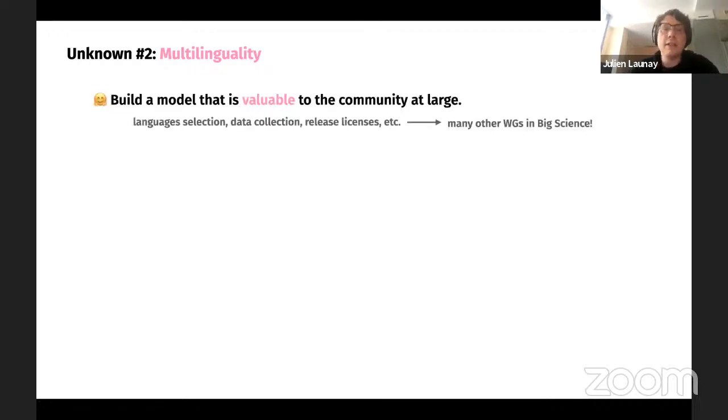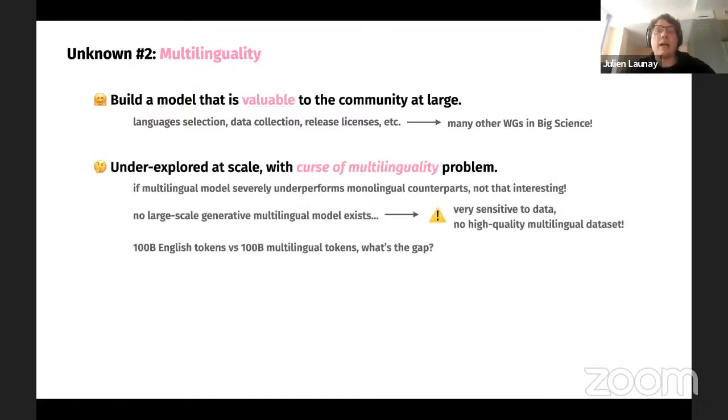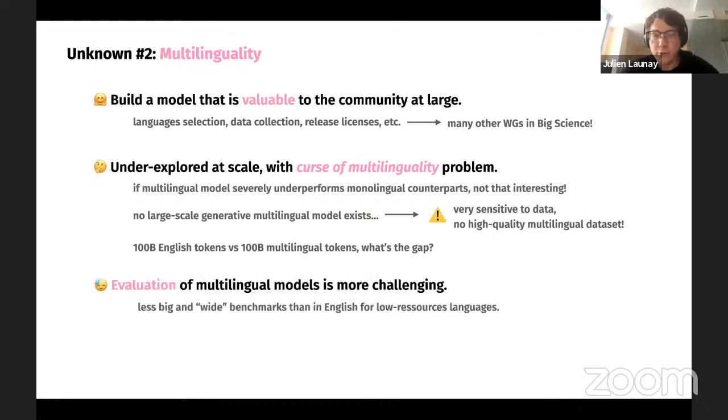So the second challenge that we have, and I'm going to go over this one quickly to let Yves talk about architecture, and also because on multilinguality we are just getting started, is that we are training a multilingual model that we want to be valuable worldwide, essentially. As I was saying, it's under-explored at scale, and one of the significant challenges is that there is no high-quality multilingual dataset that is curated like the Pile or the dataset that OpenAI has built for GPT-3. So this is something that BigScience is working on, and that is really important.